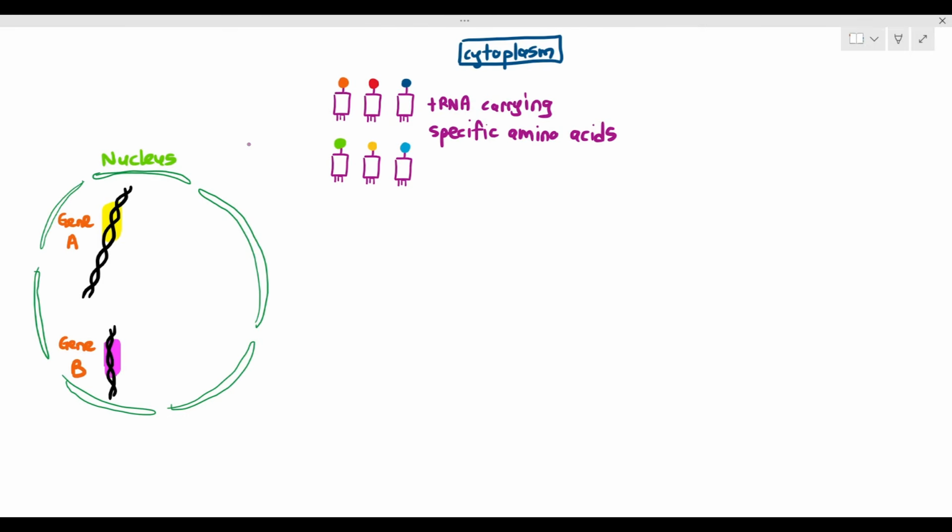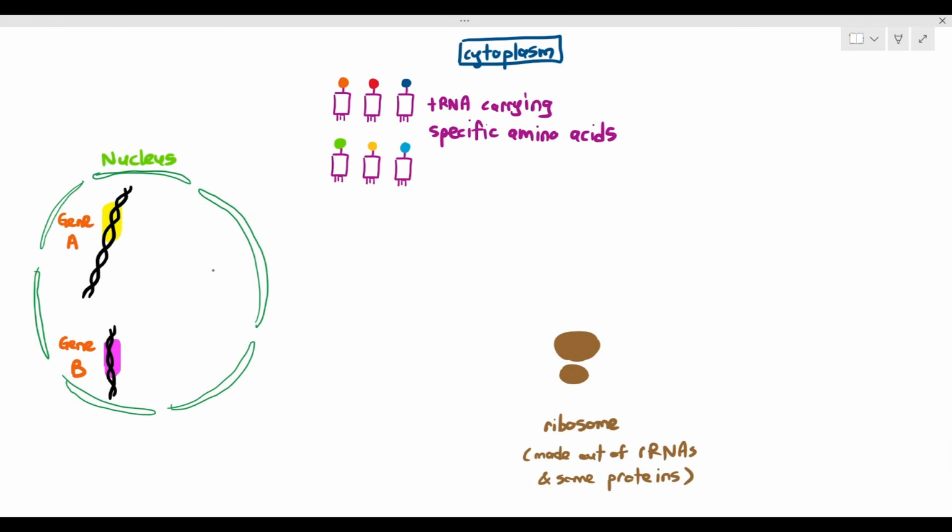If you still don't understand, don't worry. We will be looking at the process in detail in future videos. But now just imagine them to be tRNA molecules. So what happens is there's a ribosome there. The ribosome is made up of rRNAs and some proteins.